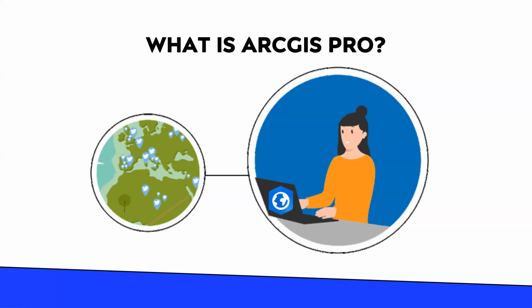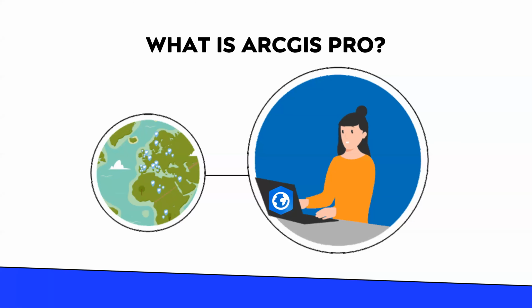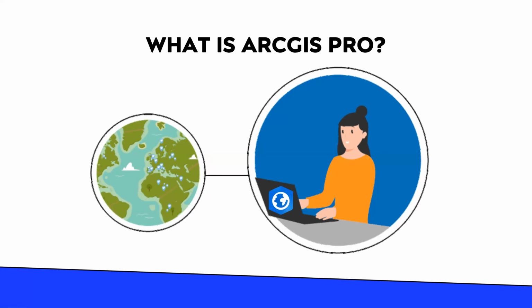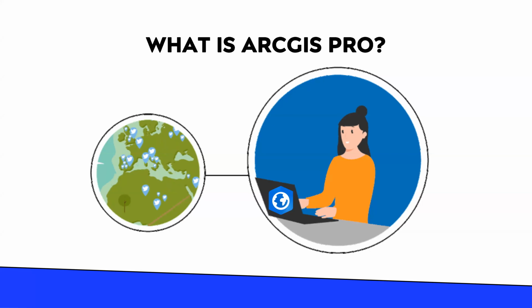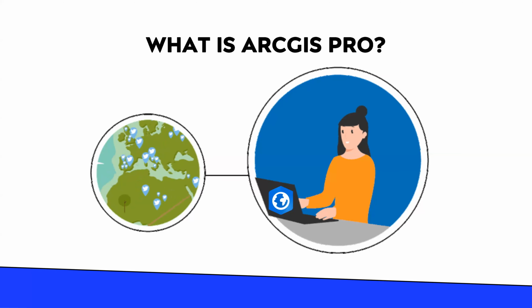Now, key thing about ArcGIS Pro is that it supports two-dimensional data. It also supports three-dimensional data, right? And it has what Esri would call advanced capabilities for visualization, spatial analysis, data management.